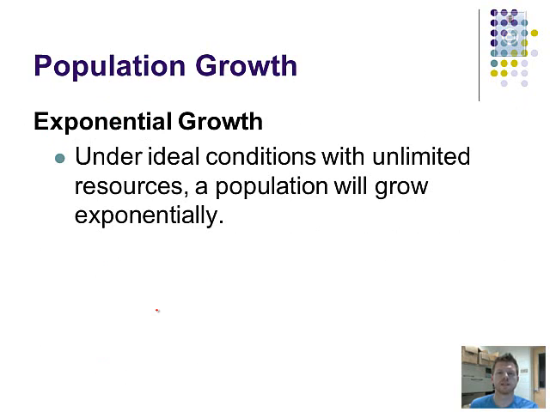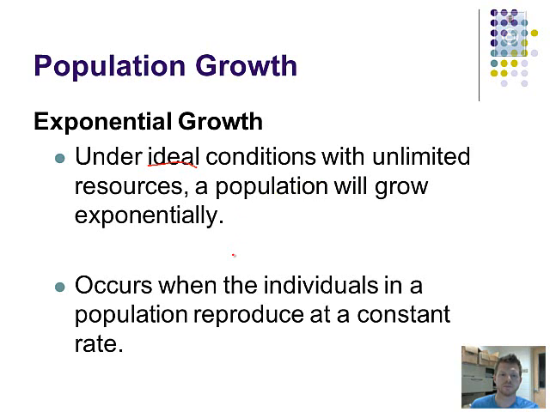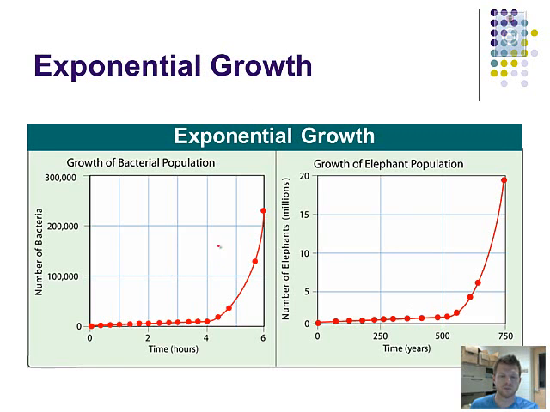So let's take a look at different types of population growth that can occur. One is exponential growth. Under ideal conditions, so there's unlimited resources, the population will grow exponentially. This occurs when the populations reproduce at a constant rate, and this is represented by a J-shaped growth curve.